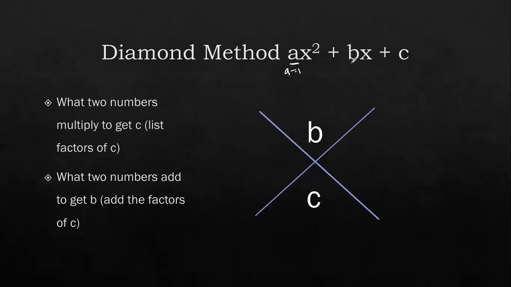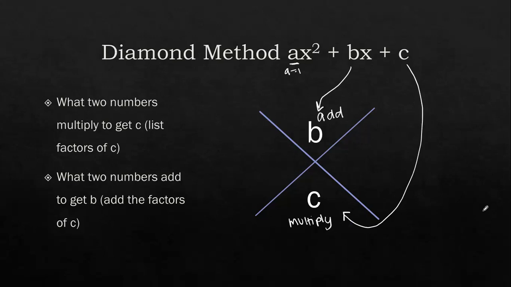You're only going to be using the b, which is the coefficient of x, and the c, which is the constant. So your b is always going to go on top of your x, and you're trying to figure out what adds to get you that b value. Your c is going to go on the bottom of that x, and you're looking to see what multiplies to get you the c value. Once you find those two numbers, bam, there are your factors. So what I would do is have this little diagram up so you can refer back to it quickly when we're doing our problems today.